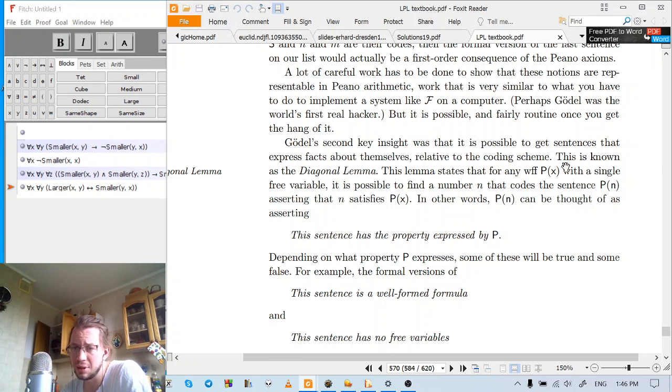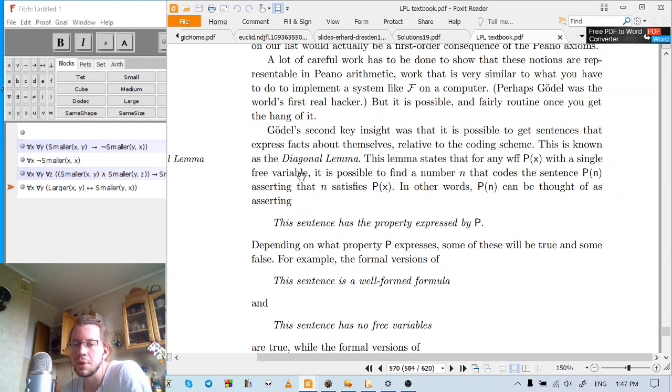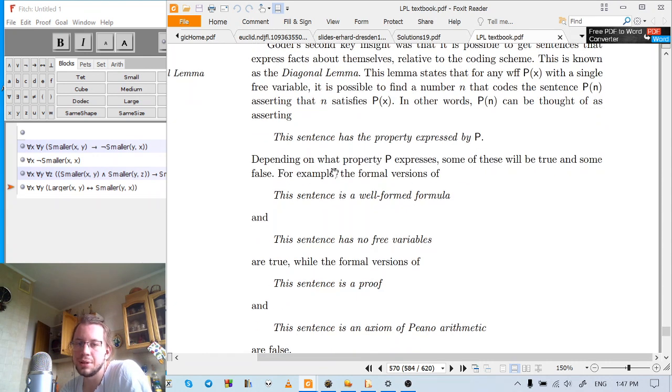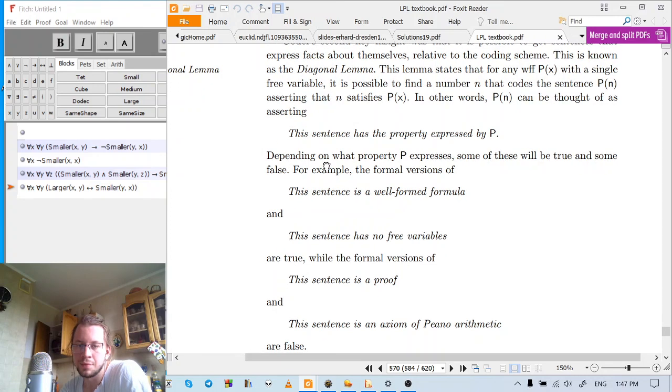There might not be a lot of numbers. There might be just one number. That's all that the diagonal lemma asserts. But we are able to find at least one number such that it codes the sentence P of N. Okay? So, depending on what property P expresses, some of these will be true, and some will be false.